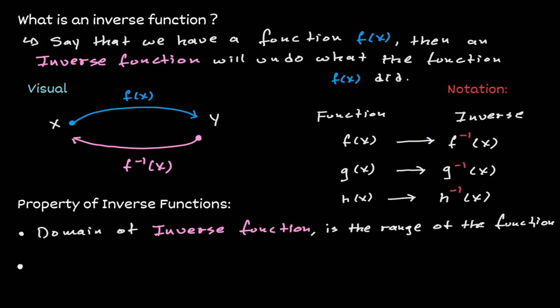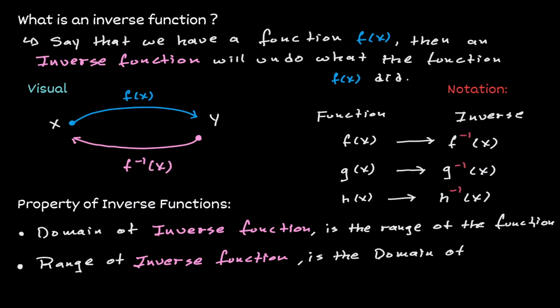And the second property is that the range of the inverse function is the domain of the function. If we take a look at the direction of the inverse function, notice that the output is the variable x, which is what we plug into the original function f of x. That was the domain of the original function. In other words, the domain and the range switch locations between a function and its inverse function.